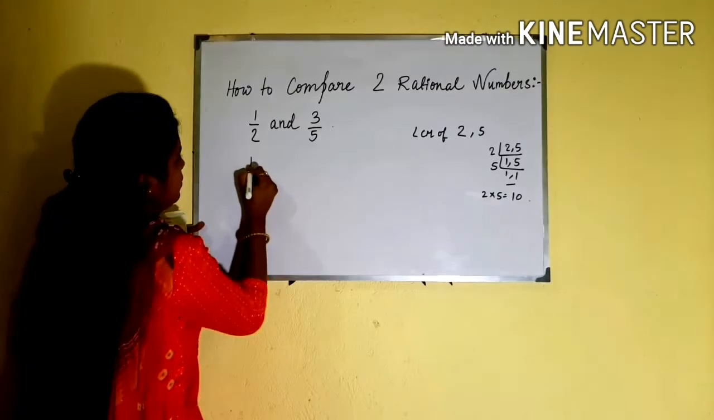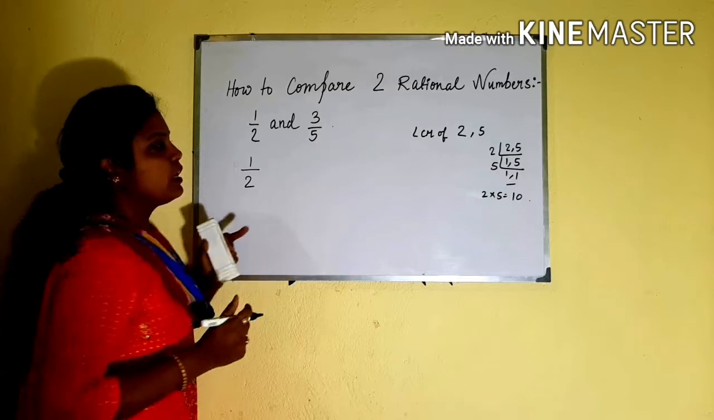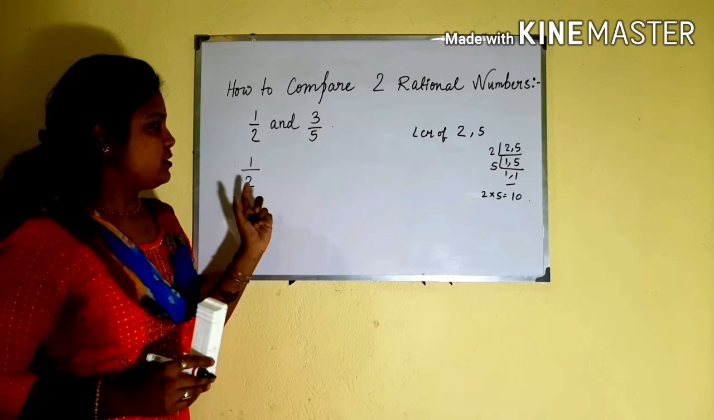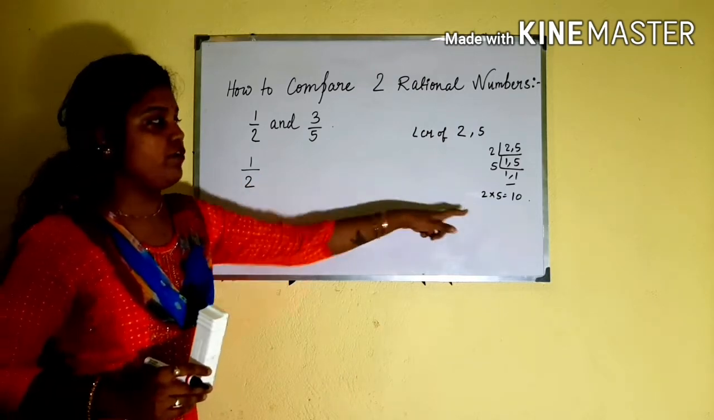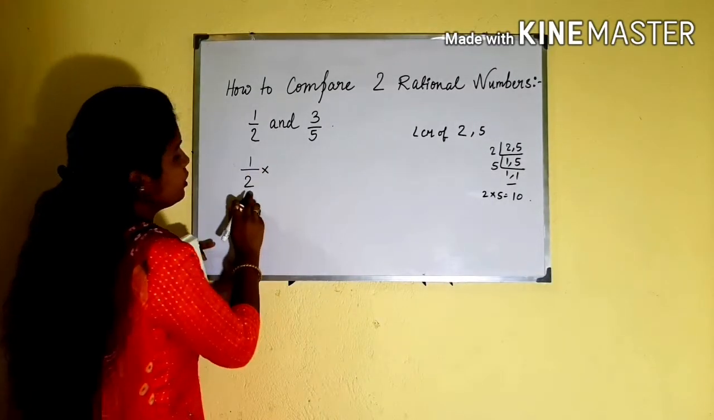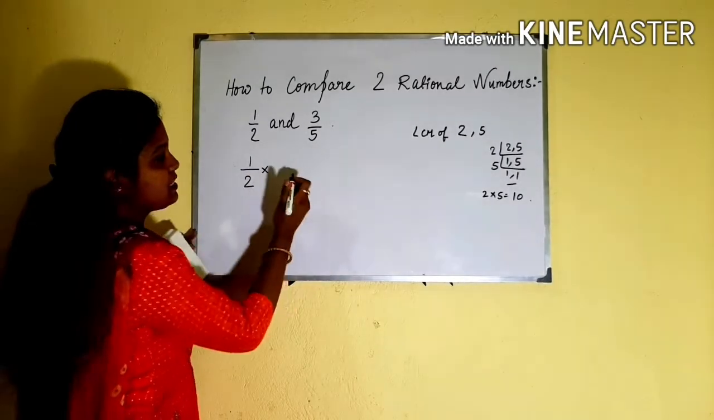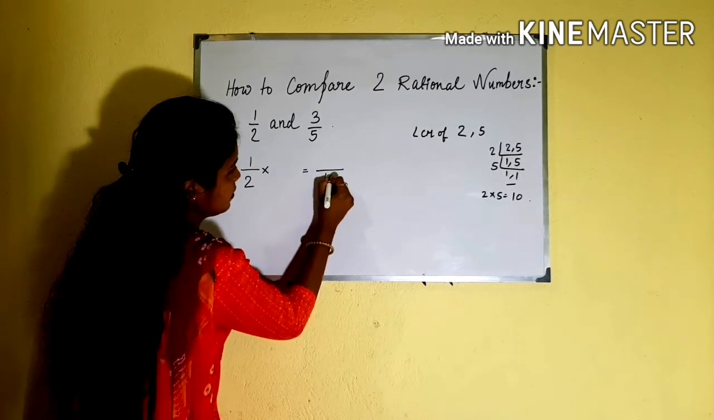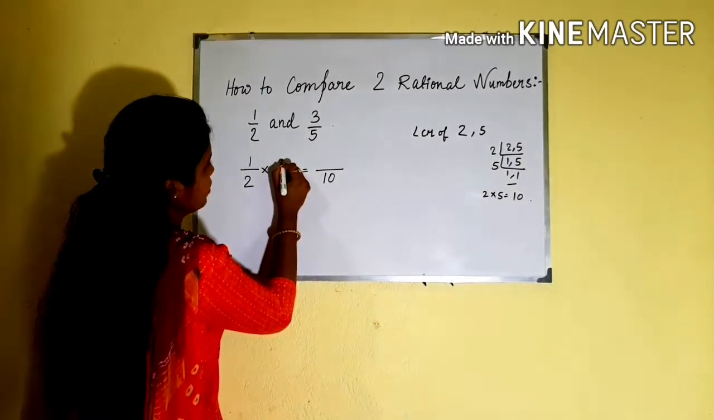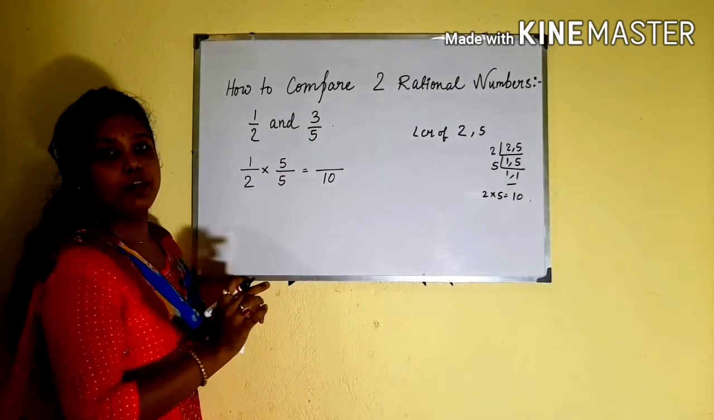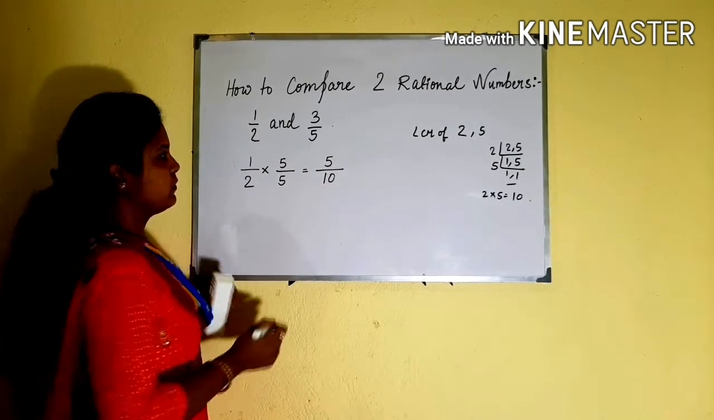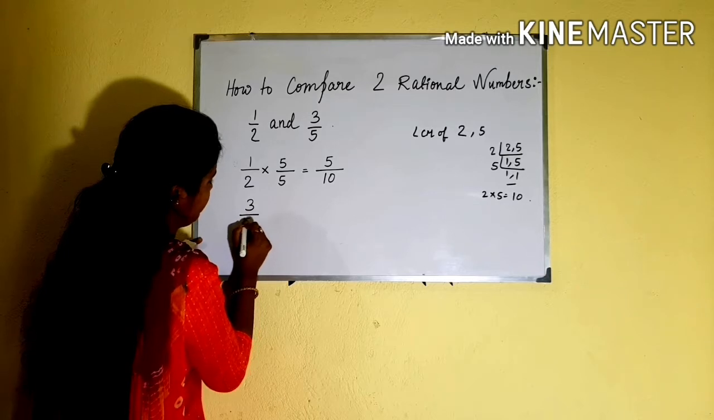Next, we have to multiply a number with this 2 such that we get the denominator as 10. So what is the number with which the denominator 2 can be multiplied to get 10 as a result? That is 5, right? So we multiply this 5 in the numerator also and we get 5 by 10. Next, 3 by 5.